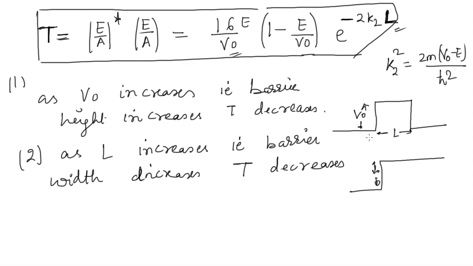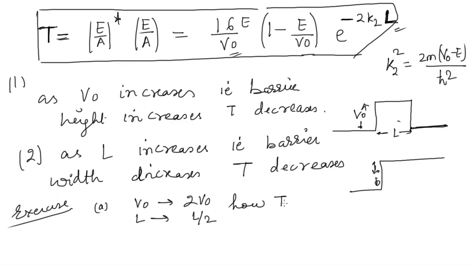When there is a finite width, there is tunneling, and as the height and the width of the barrier increase, T decreases. Now I would like to think of a few exercises. One: you take that your V0 goes to 2 V0, it is increasing, but L goes to L by 2. Why am I doing this? I'm keeping the area under the curve the same. Then how does T behave?